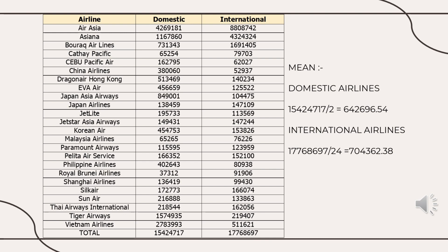To get the mean, we need to add all the values and get the total for domestic and international airlines. The total for domestic airlines is 154,24717 and international airlines is 17768,697. And we need to divide it by the total number of airlines, which is 24. So the total of the domestic airlines divided by 24 will get 642696.54. So that will be the mean for domestic airlines. We will do the same for international airlines, and the mean is 740362.38.